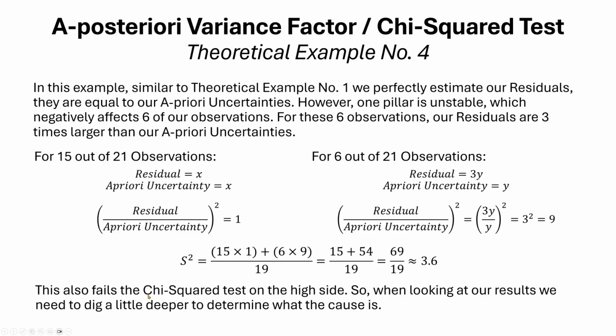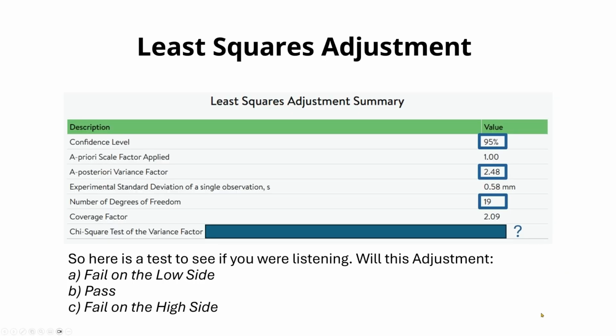So this also fails the chi-squared test on the high side. So when looking at our results, we need to dig a little bit deeper than just our variance factor, as you can see here. Because it could be, if you remember back to example number 2, we got 4.4 because everything was wrong. In this example, we're getting 3.6. We've actually got most of our observations correct, but because there's some unforeseen systematic error of pillar movement, that's affected some of our observations and has blown out our variance factor. Hopefully you're still with me.